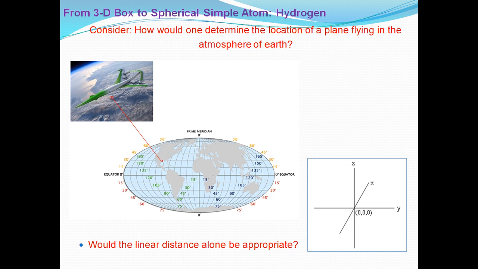Now, in moving from the 3-dimensional box to a spherical atom, I have proposed this idea where we can consider the atom as the Earth, and the region of space, the atmosphere that is around the Earth, as the region of space where the electron is moving in. And we can use as the electron an airplane traveling in the region of space. And if we're going to be able to determine exactly where the airplane is in the skies, we have to use specific parameters to describe exactly where that airplane is.